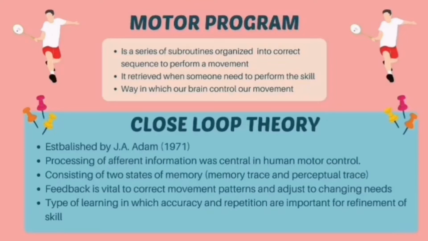It suggested that processing of afferent information was central in human motor control. It consists of two states of memory, which are memory trace and perceptual trace. This theory also stated that feedback is vital to correct movement patterns and adjust to changing needs. It stresses the type of learning in which accuracy and repetition are important for refinement of a skill.